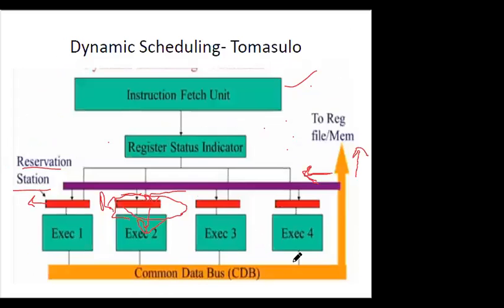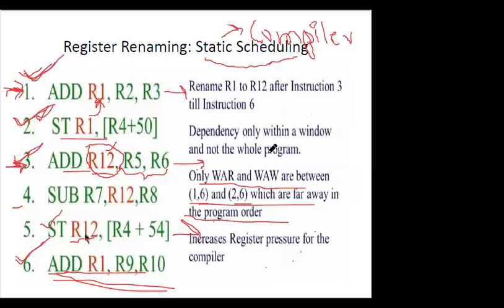In the next lecture, we will see how dynamic scheduling is done by hardware, and how operand forwarding and register renaming are done in dynamic scheduling by the hardware itself. So hardware is intelligent enough to perform dynamic scheduling in Tomasulo's algorithm.